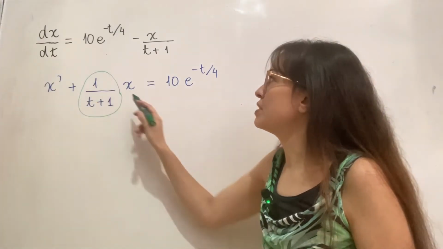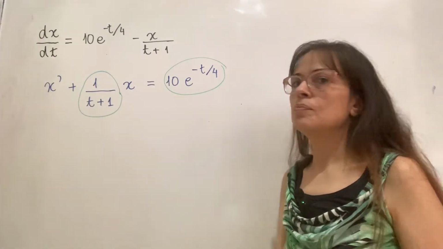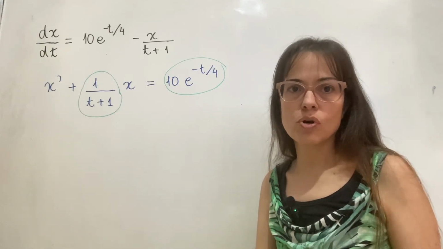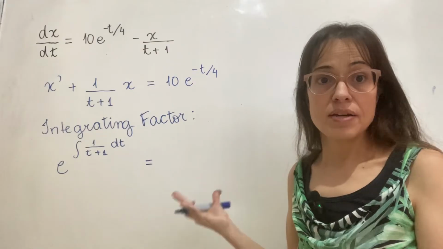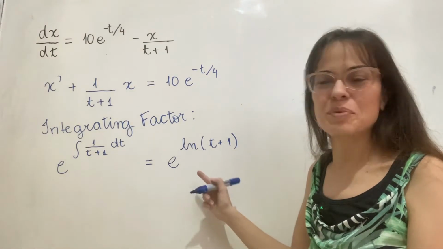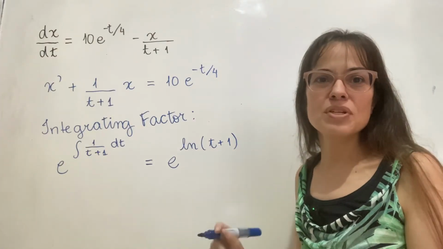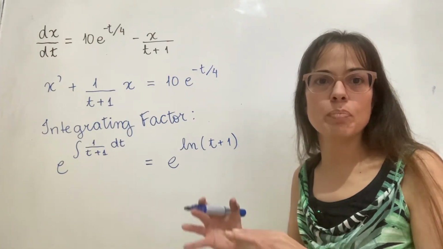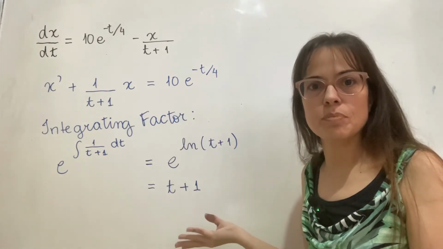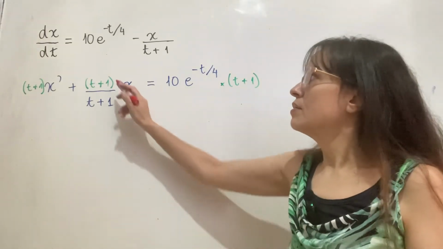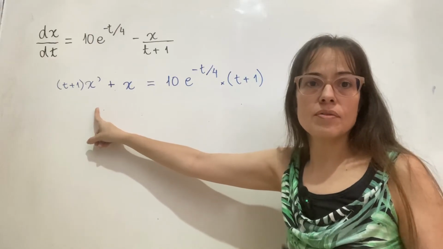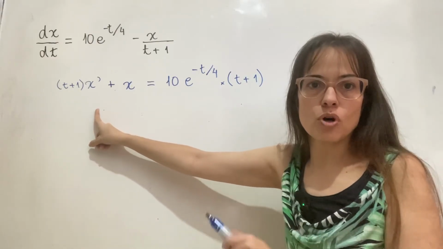So this is p and this is q, meaning that the integrating factor is e to the power of the integral of that. That integral is also easy. It's just ln, which makes it even nicer because e to the power of ln. So this integrating factor is just t plus 1. I'm going to be multiplying both sides of the equation by t plus 1. When I do that, this part cancels out, and that part is supposed to look like the derivative of somebody using the product rule.